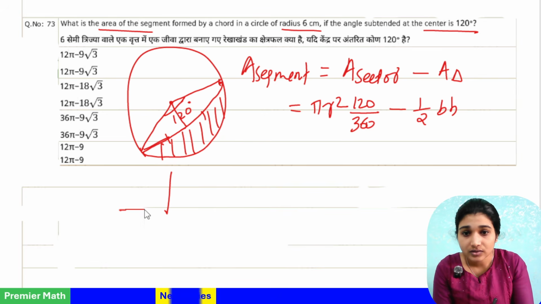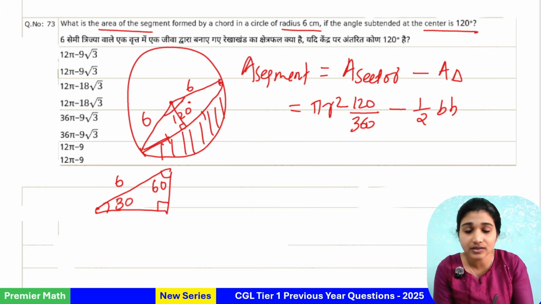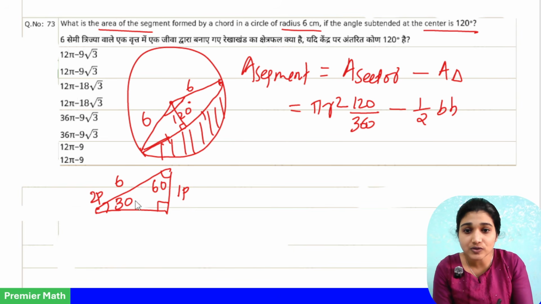Now, this is 90 degrees, and here this is 6 centimeter. So this angle is 120 by 2, which is 60, and then this should be 30. Then sine 30 is equal to 1 by 2, that is 1 part by 2 part, opposite side by hypotenuse. And 2 part is given as 6, so 1 part should be 3 here.